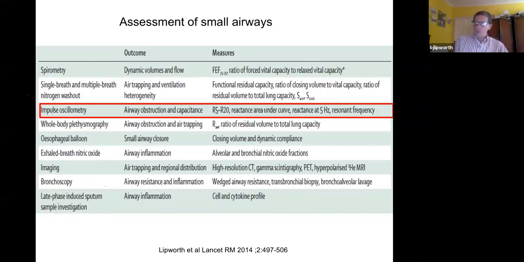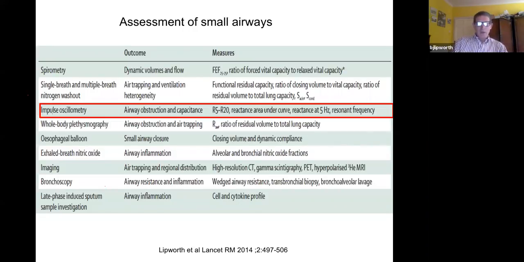Unless you know you've breathed all the way out to residual volume, you're going to underestimate the expiratory flow rate. Then there are tests like nitrogen washout, which, to be honest, are a bit of a faff to do, and they require quite a bit of patient cooperation, time and expertise. Whole body plethysmography, going into a body box, patients don't like that. Then we've got other techniques, obviously, like bronchoscopy, which we're not going to be doing on a routine basis. And then you have imaging, like high resolution CT scanning and hyperpolarized MRI scanning, which are more specialist research procedures.